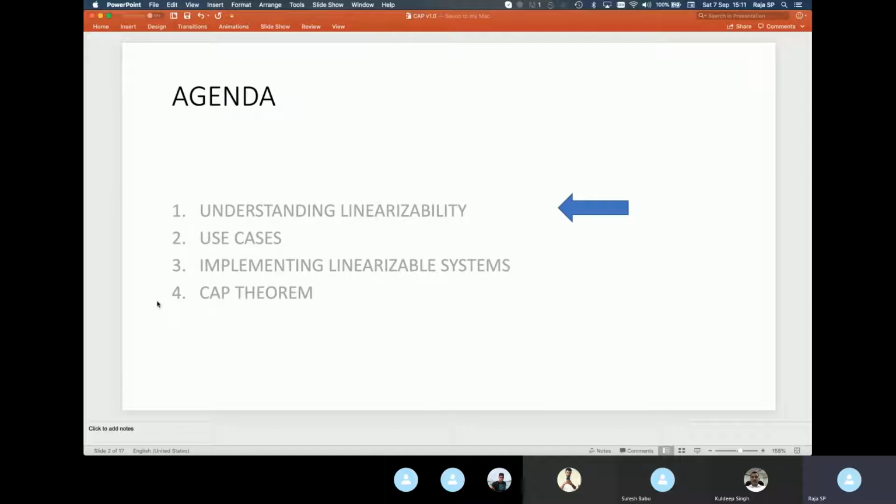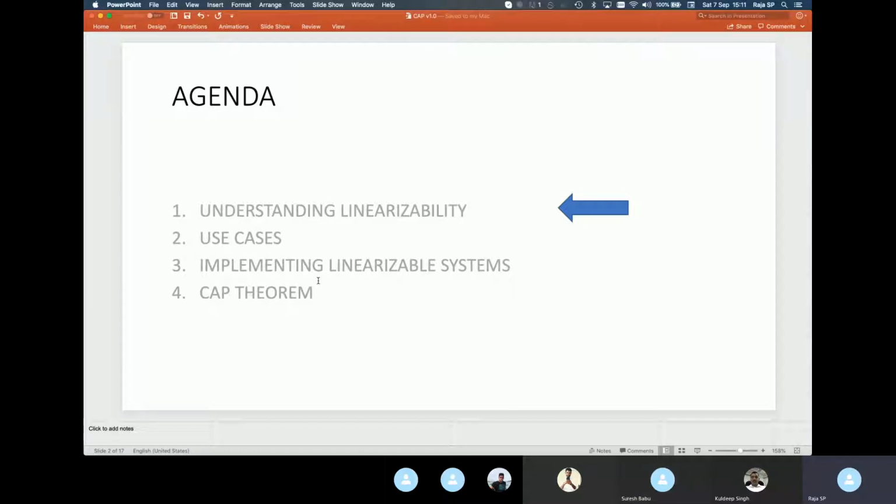Now, I want to cover this in four topics here. Number one is what we call linearizability. The original term is consistency, but linearizability is a little more academic and far more refined than consistency. So let's explain what linearizability is and understand what it takes to build systems, what we call linearizable systems. And along the way, the implications will come out very apparent, and that's what CAP theorem is all about.